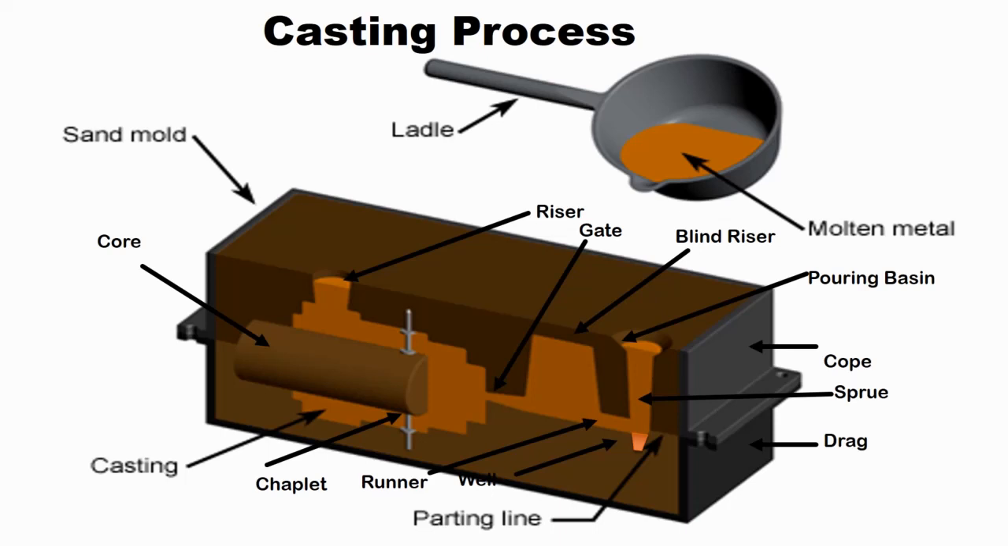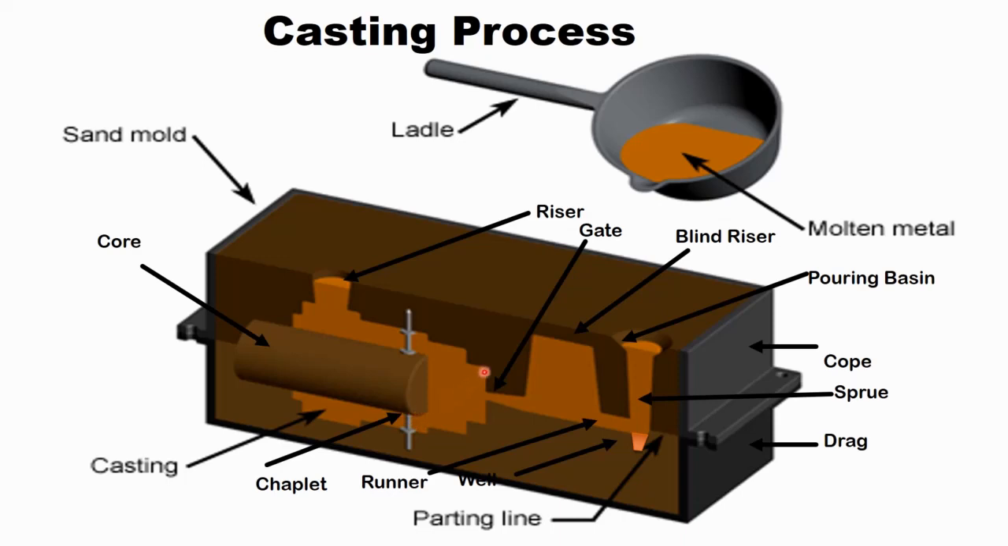In order to understand the various casting defects, first of all, we must know the casting process. This is a schematic diagram of a casting process. So here you can see the sand mold. The sand mold consists of a cope and drag arrangement. This is the cast which we are going to produce in the form of a cylinder. The core is kept here, fixed here. And the core is fixed to the cope and the drag by a chaplet. So the chaplet is used for keeping the core in a stable position.